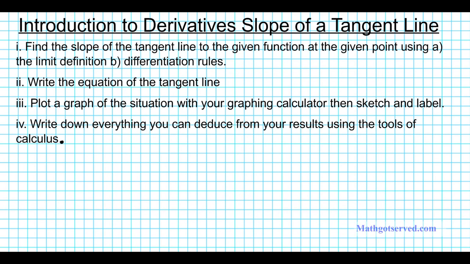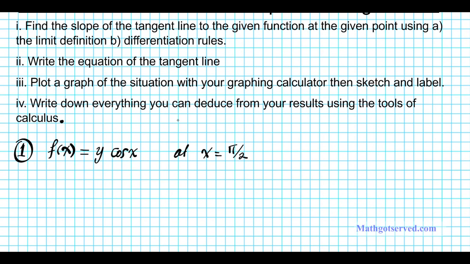The function under consideration, problem number 1, is f of x equals 2 cosine x at x equals pi over 2. All right, so let's go ahead and start. We need to find the slope of the tangent line at x equals pi over 2. Okay, so what does that mean? What does the slope of the tangent line at x equals pi over 2 mean?